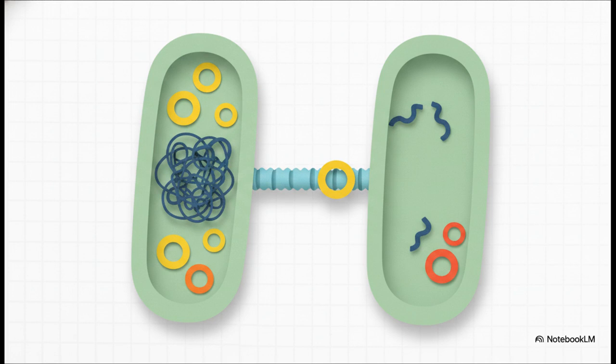Make no mistake, plasmids are the primary engine behind the modern crisis of antibiotic resistance. They directly encode the genes for that resistance, as well as major pathogenesis factors like devastating enzymes and toxins.